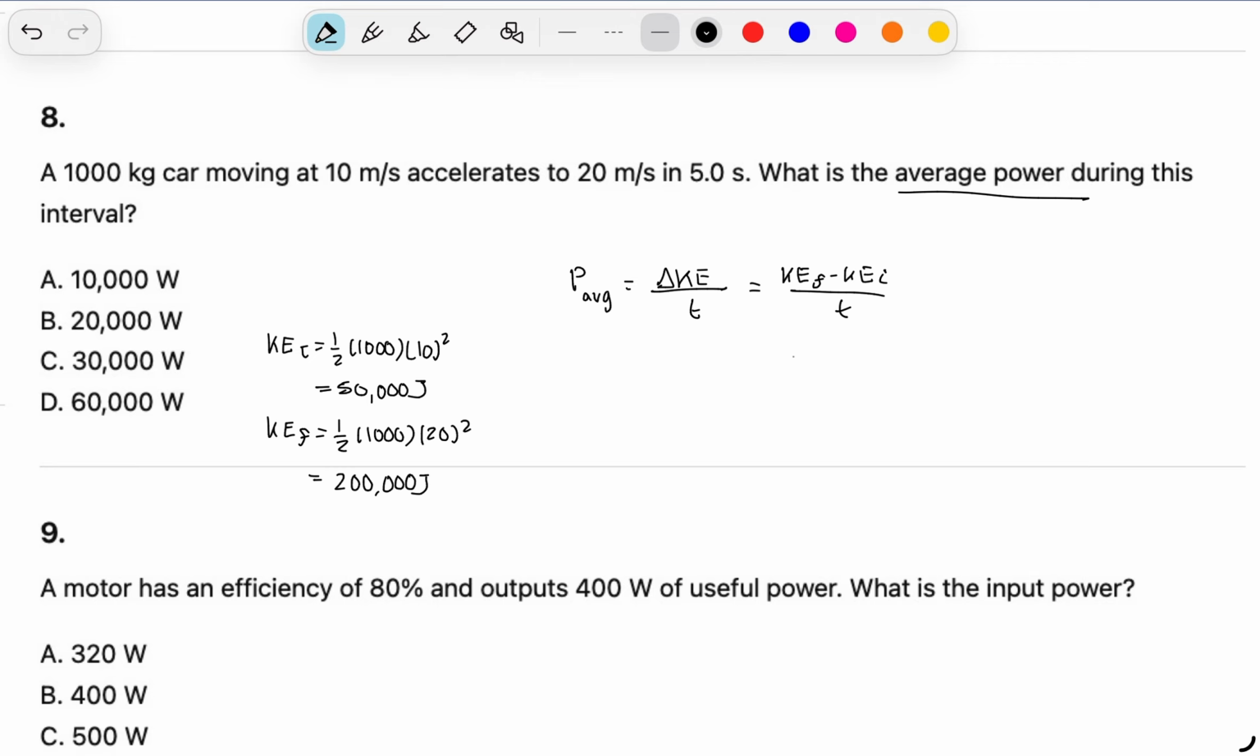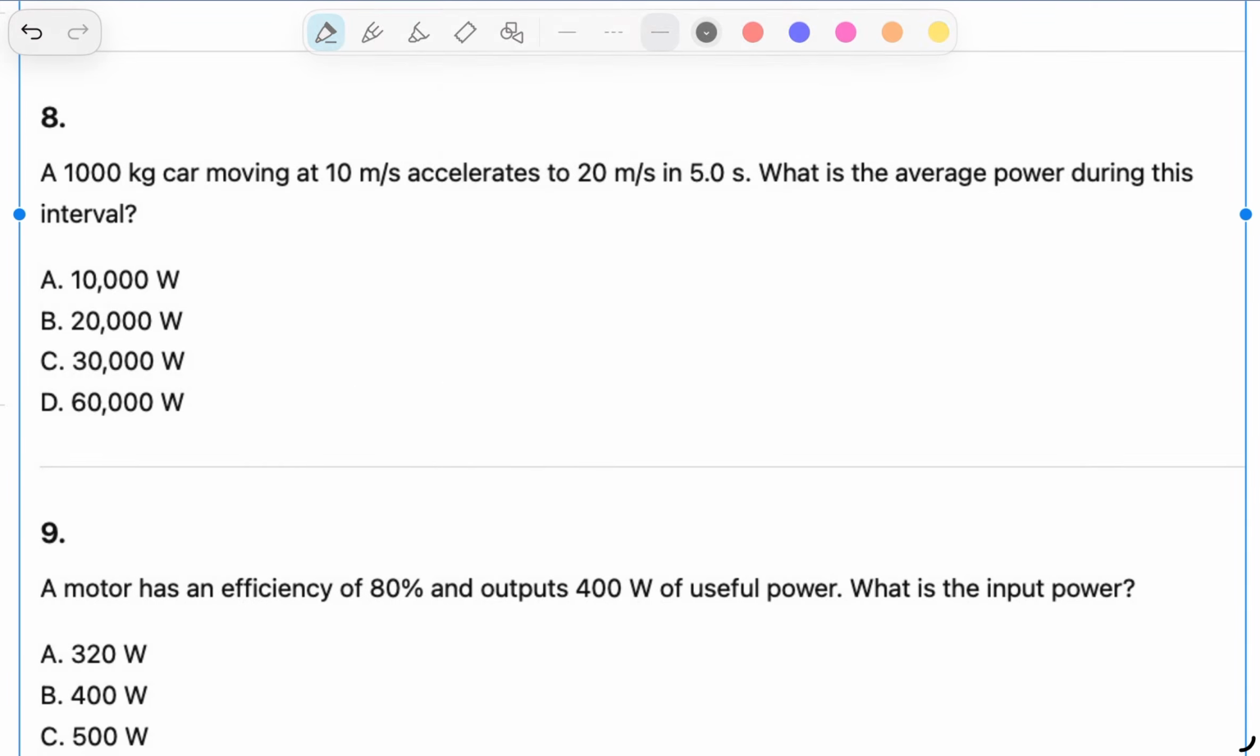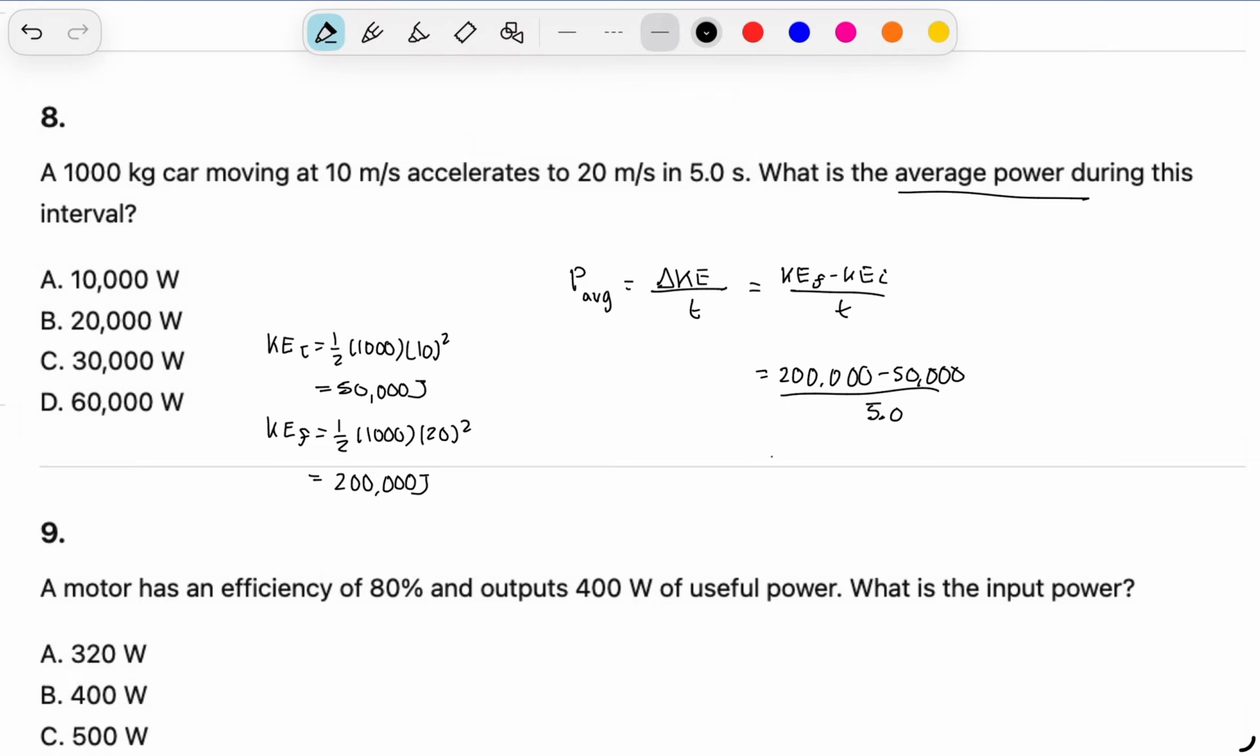So your change in kinetic energy is going to be that 200,000 minus your 50,000 over your 5.0. So you plug that in and you would get in your calculator 30,000 watts.